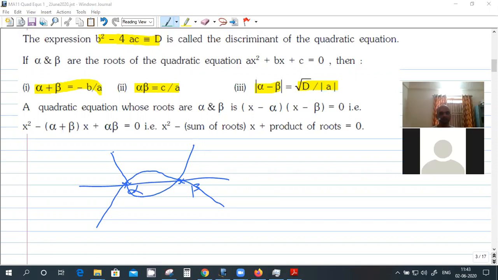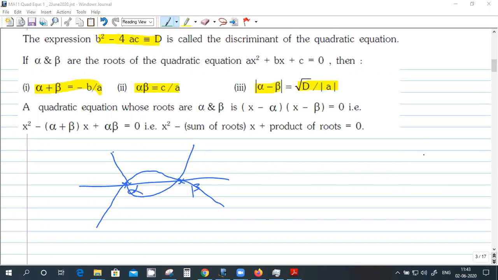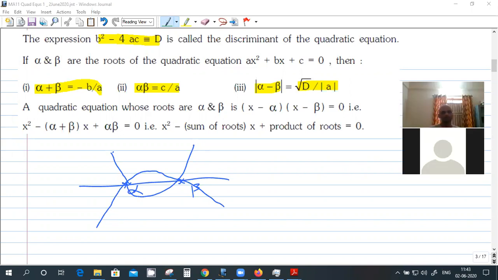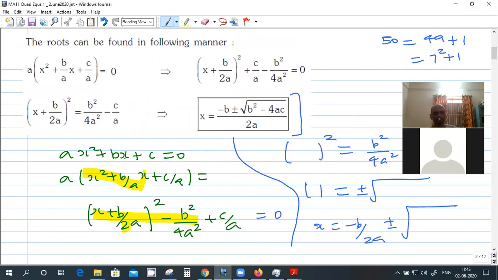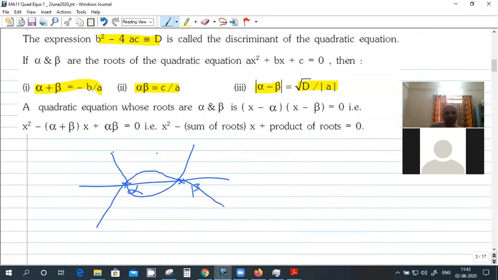And beta. Then how many parabolas can there be? Infinite. Yes, I have drawn two. What are the other parabolas? It can also be like this. Sir, I have drawn two parabolas, U and inverted U. So what are the other parabolas?